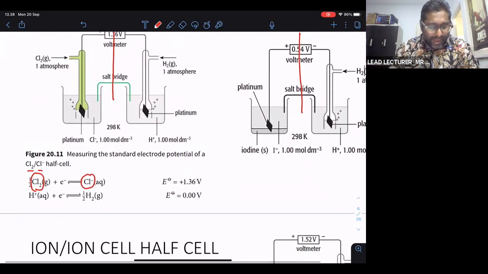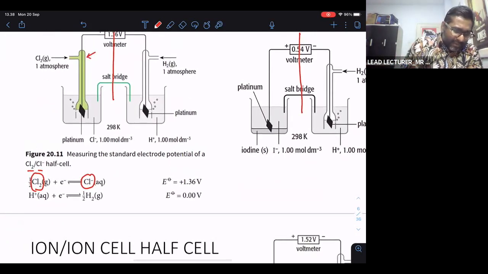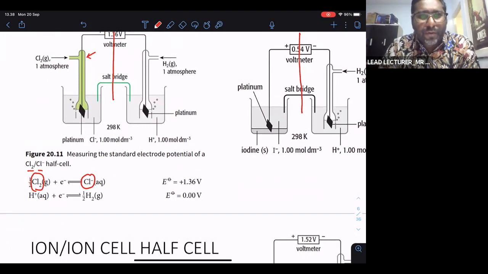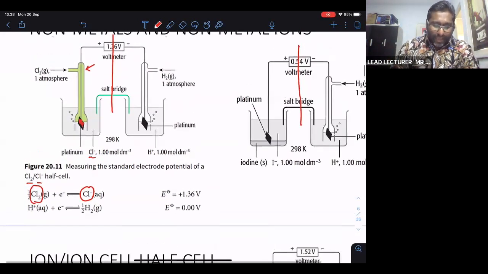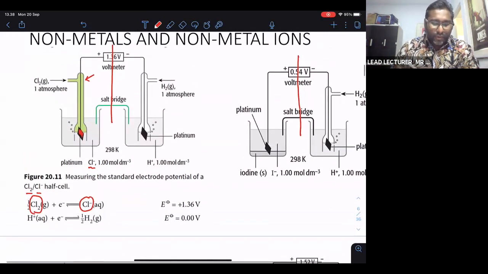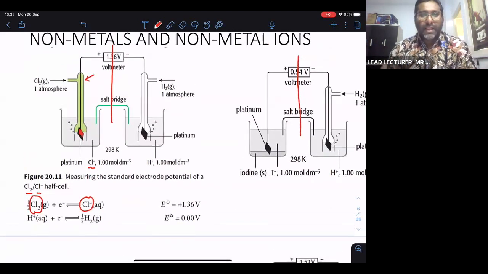The non-metal is a gas, so you need to put something similar to hydrogen over here, and then we use platinum. This one is called platinum black. It comes into contact with the chlorine gas and with the chloride ions over there. And then there is a salt bridge to connect both of the cells. So this is one example of non-metal and non-metal ion.